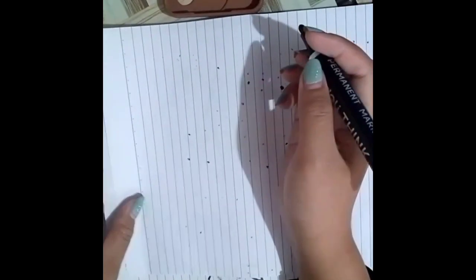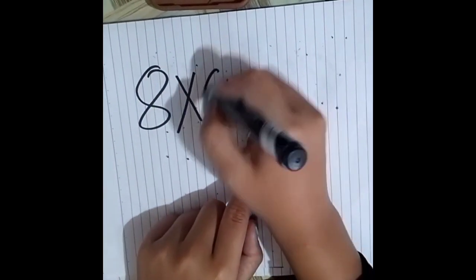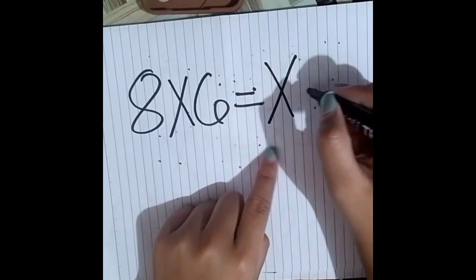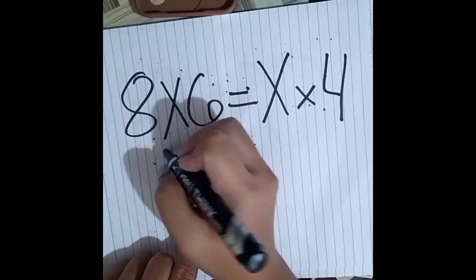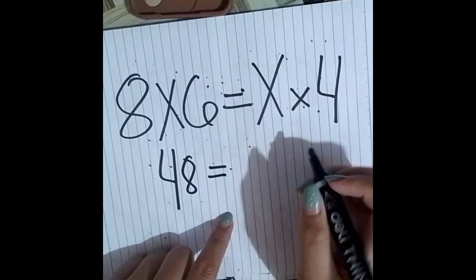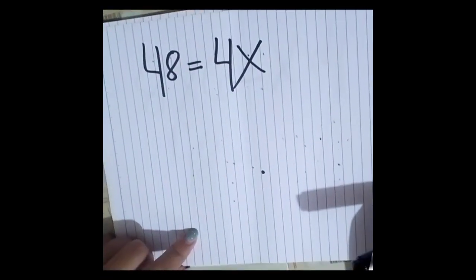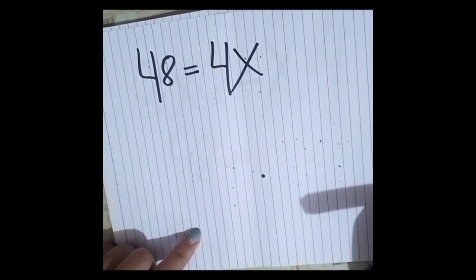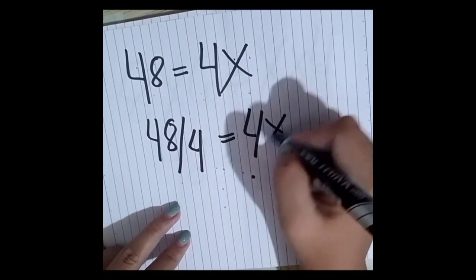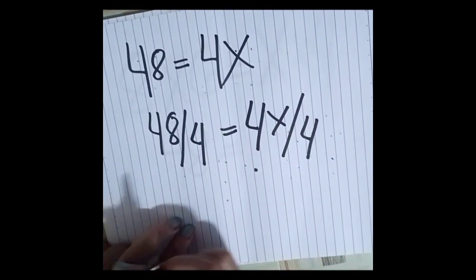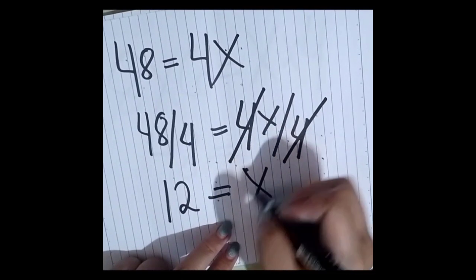As said a while ago, we will multiply the numbers that are given. So 8 times 6 equals X times 4. 8 times 6 is equal to 48. And X times 4 is 4X. So now, let's divide each side by 4. 48 divided by 4, and 4X divided by 4. 48 divided by 4 is 12. Let's cross out, and let's bring down the X.